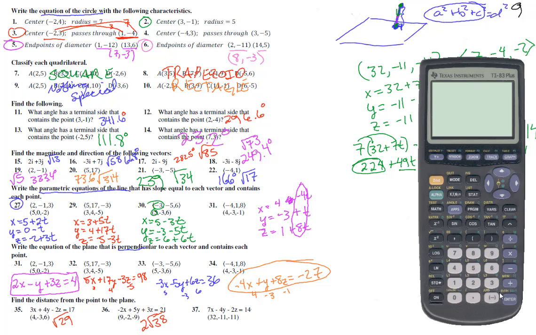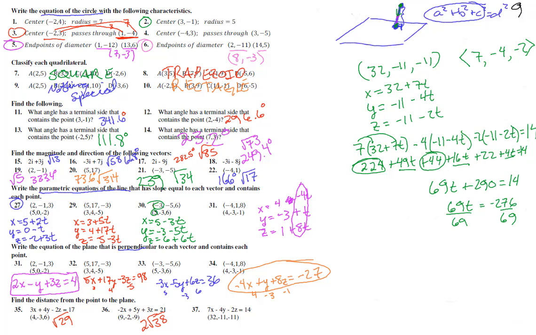Let's put a calculator up there. -276 divided by 69. And it does. It's going to be a -4. So t equals a -4. All right, with t equaling -4, that means we now can write out what our x, our y, and our z are in that special place that's right on the plane. 32 minus 28 is 4. -11 plus 16 is a 5. And -11 plus 8 is -3.